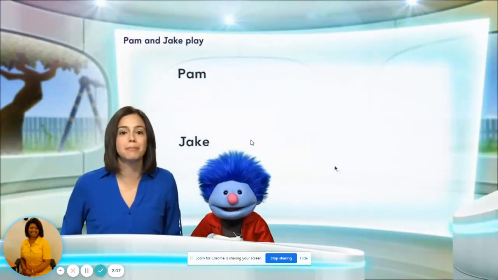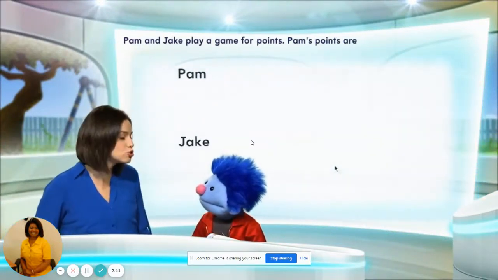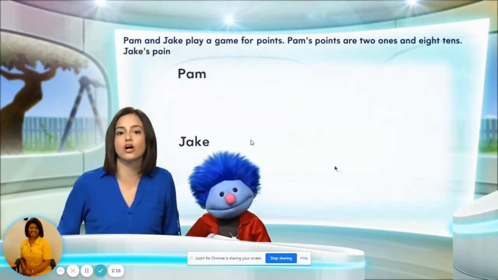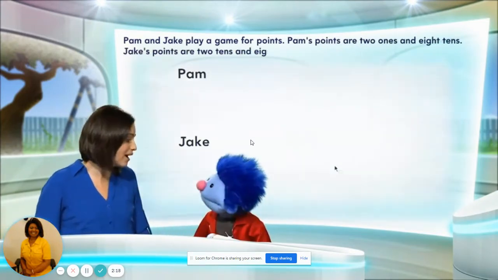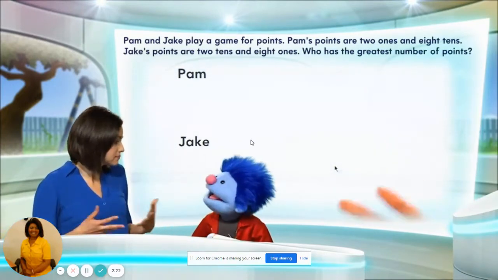Pam and Jake play a game for points. Pam's points are 2 ones, 8 tens. Jake's points are 2 tens, 8 ones. Who has the greater number of points?